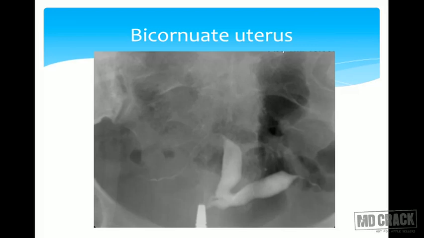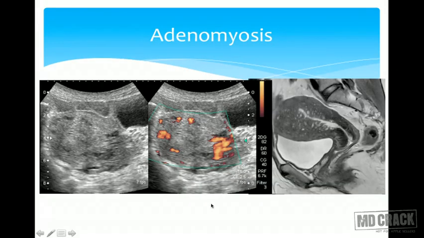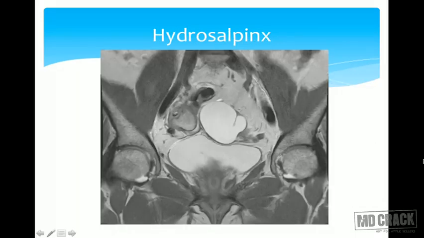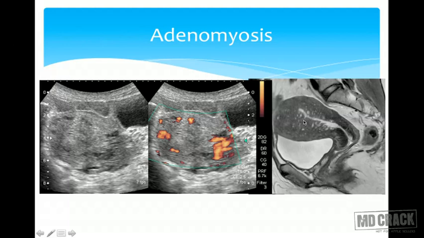So over here, this was a patient who had come for infertility, and this is the hysterosalpingography, which gives typical two endometrial canals over here, and this is your bicornuate uterus. Adenomyosis is basically caused due to migration of the endometrial tissue within the uterine wall. This is thickened endometrial myometrial junction. The Doppler will show you increased vascular flow within the myometrium, and over here this is your typical MRI appearance of adenomyosis.